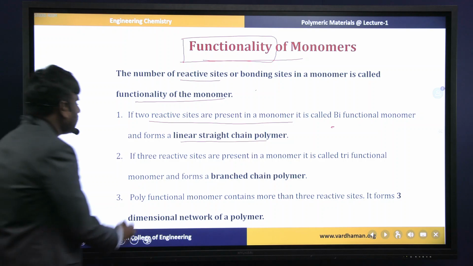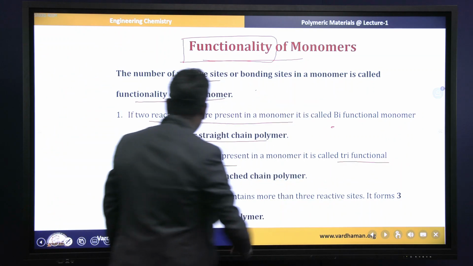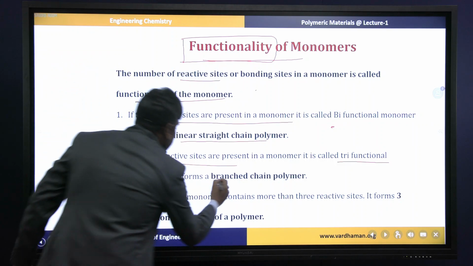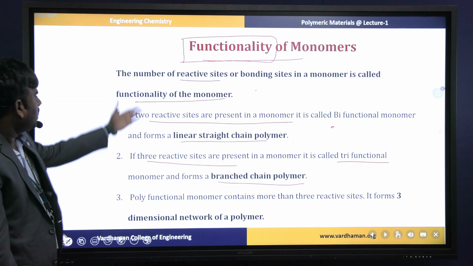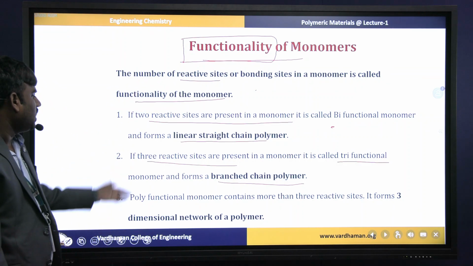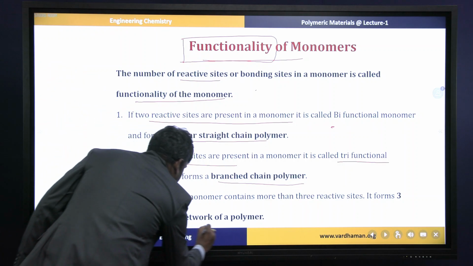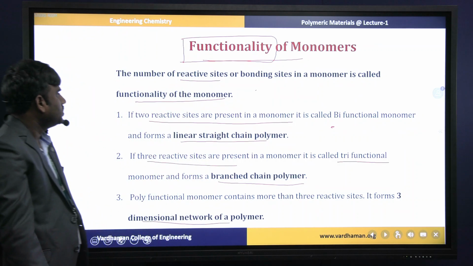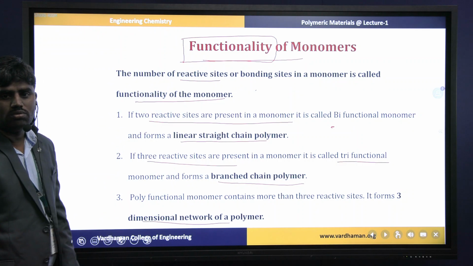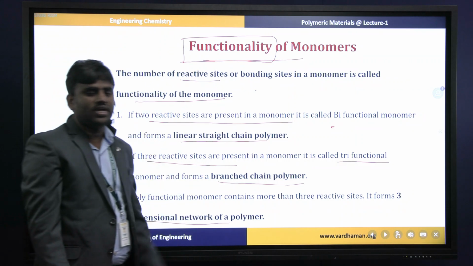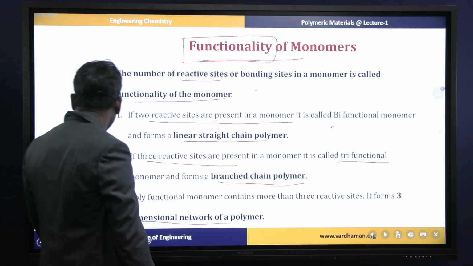If three reactive sites are present in a monomer, it is called a trifunctional monomer and it gives a branched chain polymer structure. For example, if the number of reactive sites or binding sites is greater than 3, then it gives the network structure or three-dimensional structure of a polymer. So this is the very simple information about the functionality of the monomers. Functionality means the number of reactive sites or binding sites in a monomer.